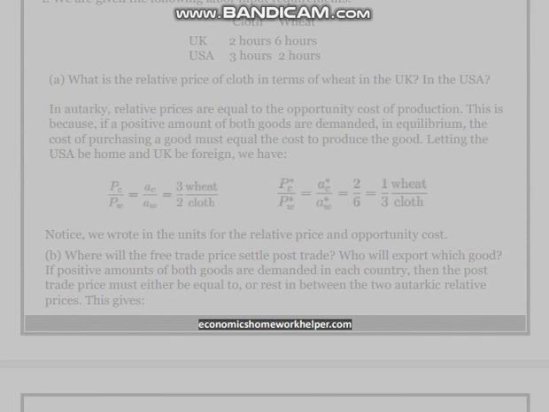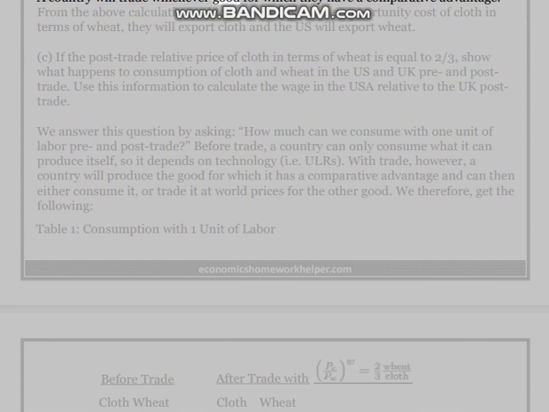A country will trade whichever good for which they have a comparative advantage. From the above calculations, since the UK has a lower opportunity cost of cloth in terms of wheat, they will export cloth and the US will export wheat.